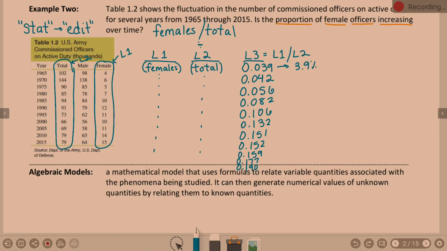So, is the proportion increasing? Yes, we can clearly say that. And I just have, as shown in L3. I didn't write in any other fancy explanation. It's just yes, as shown in L3. Okay.